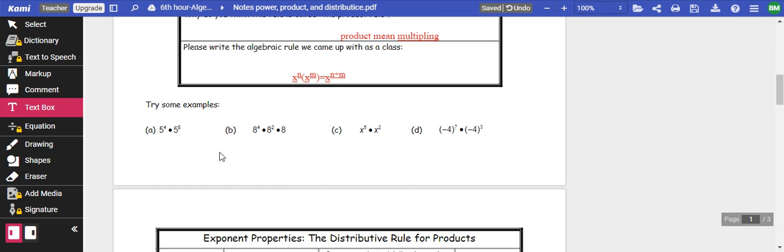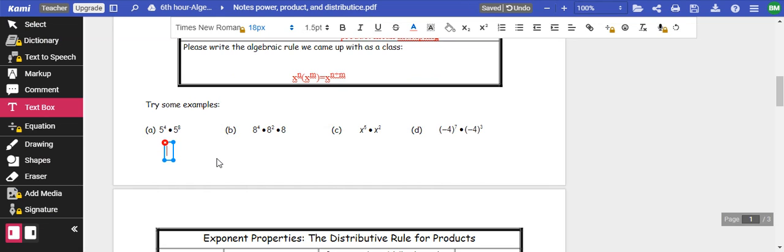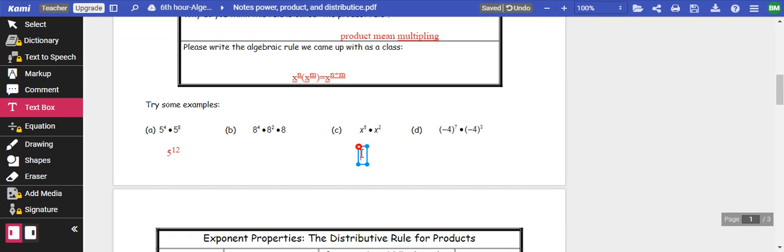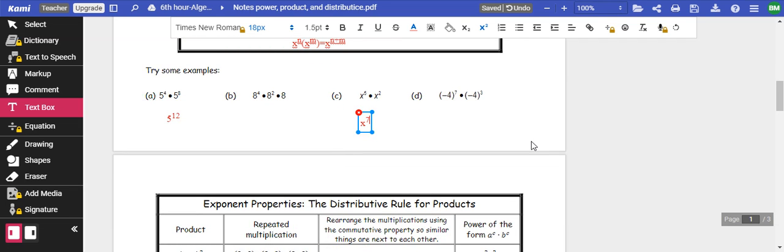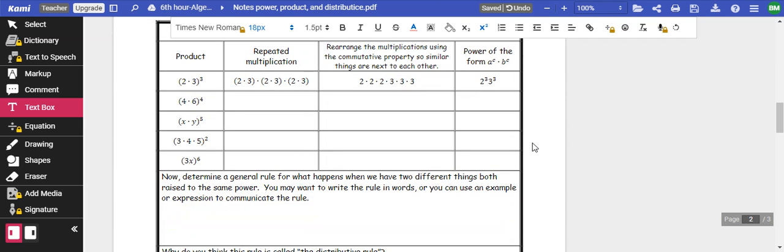We're just going to do a couple quick examples. I'm just going to do 1 or 2. So we end up with 5 to the 4 plus 8, which gives us 12. And I'm going to do this one with x's. We just get x to the 7th right there. Those are just the product rule, and we'll do more in class and you'll have more for homework.